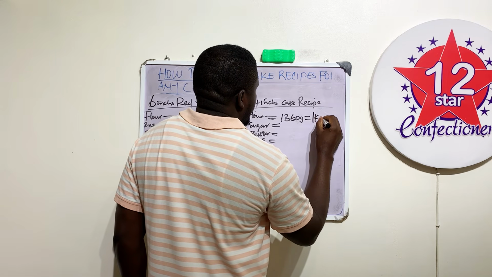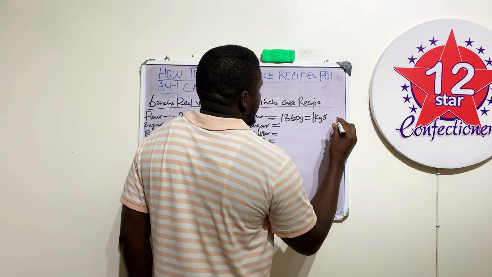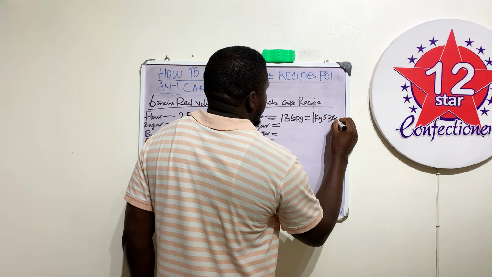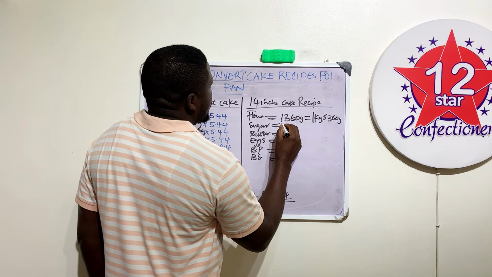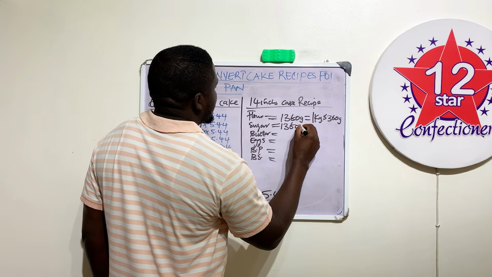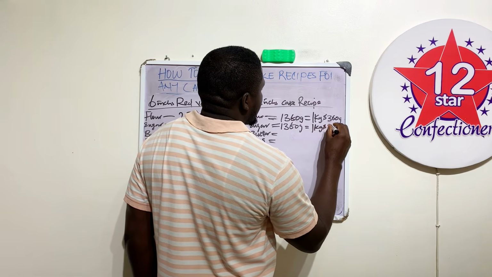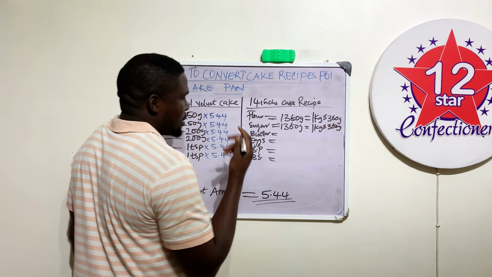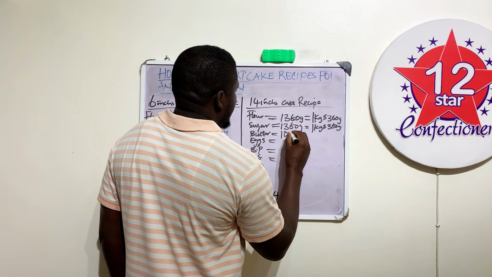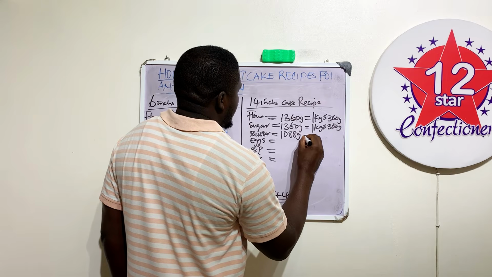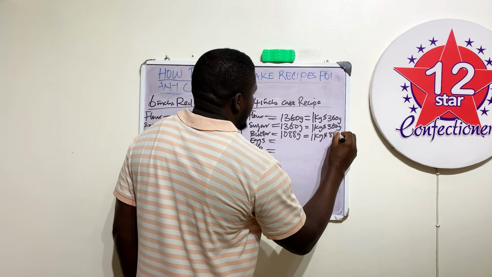1,360 grams, which is equal to 1 kg 360 grams. It is also applicable to sugar because they have the same gram. So I have 1,360 grams, or 1 kg and 360 grams. So go for the butter. Butter is 1,088 grams, which is equal to 1 kg 88 grams.